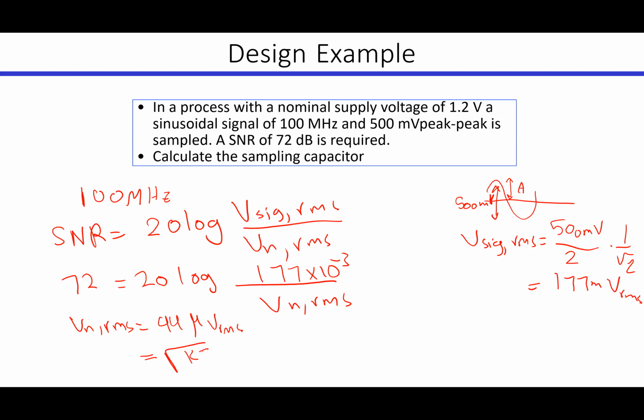Square root of KT over C, because V noise RMS squared is equal to KT over C. K is the Boltzmann constant, 1.38 times 10 to the power minus 23. T is a temperature of 297 Kelvin. Plugging in these values, you get C equals 2.15 picofarad. Is this making sense?